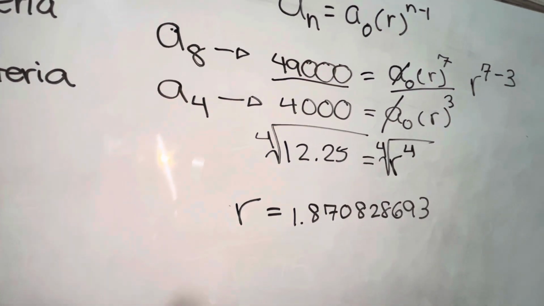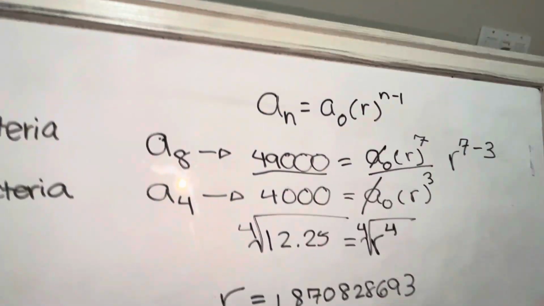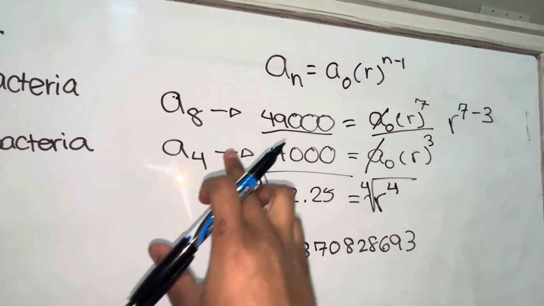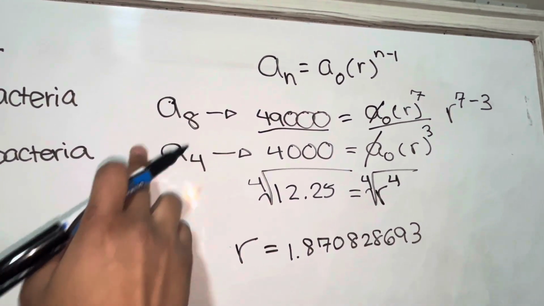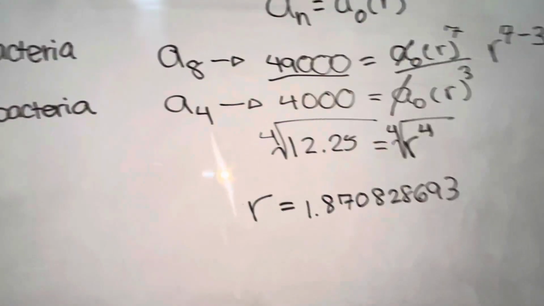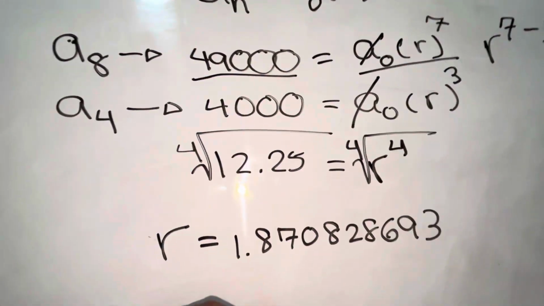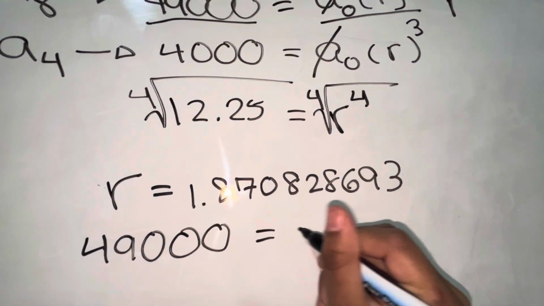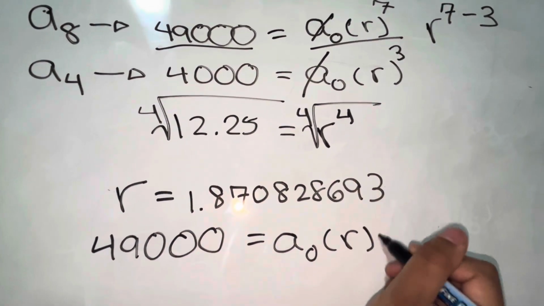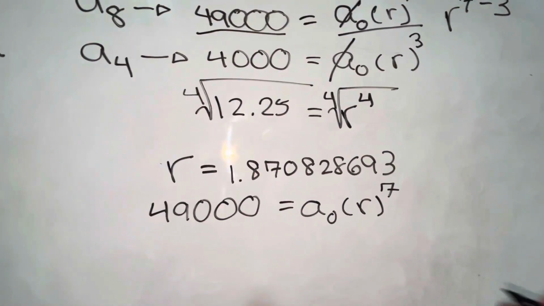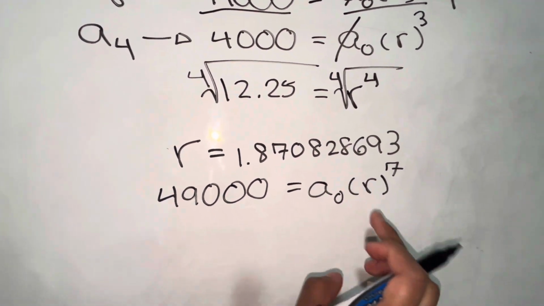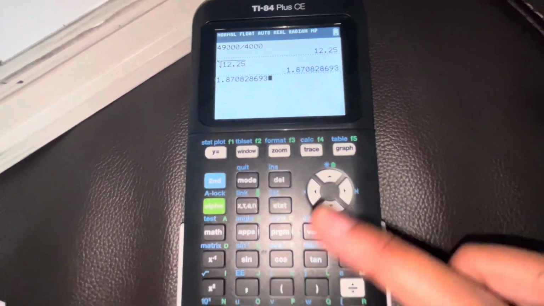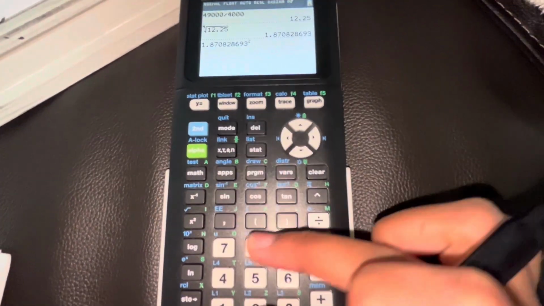But now how are we going to find the A0? Now you will be putting this r into one of the equations. You're either going to put it into day 8 or day 4. I'm going to put it into day 8, and we'll see how it turns out. So for day 8, you have 49,000 equals A0 r to the power 7. Because we already found our r, what would it be to the power 7? We can just grab it from the top and put it to the power 7 in our calculator.